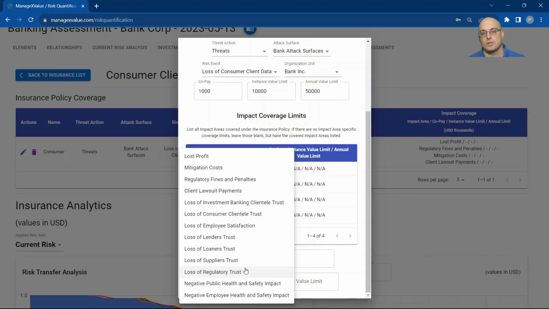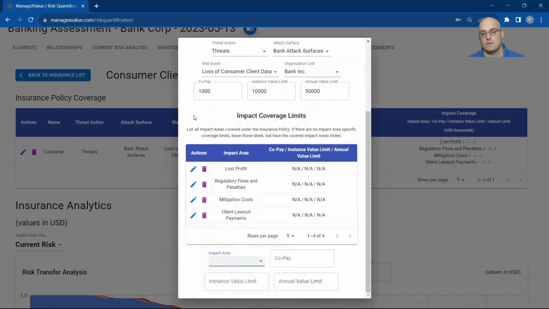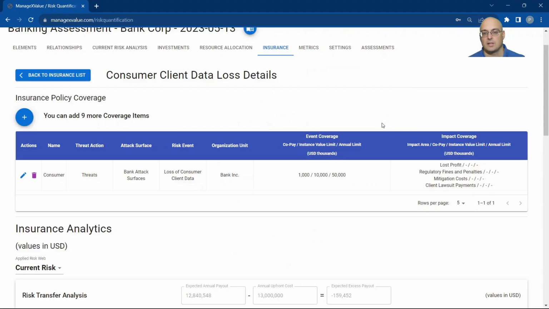Of course, the challenge is that there is hardly any, or if any, insurance provider who will cover these types of costs. They really focus on very specific direct financial impacts that are easy to quantify in case of a risk event. So you need to define what is the impact area that is covered by the specific coverage.